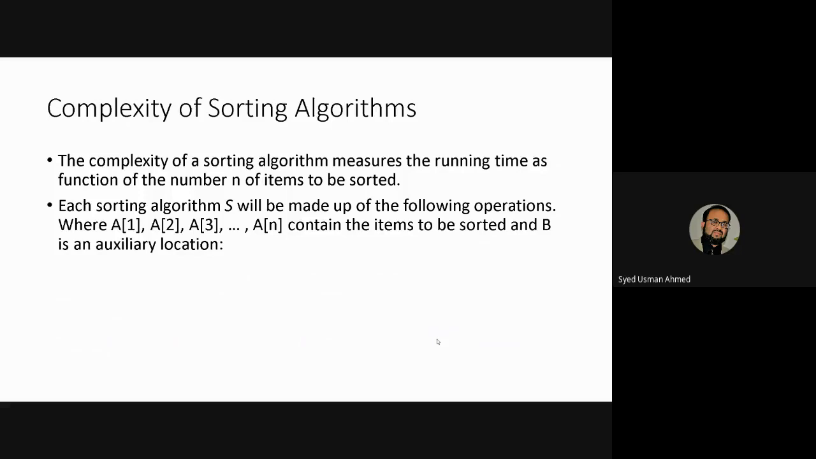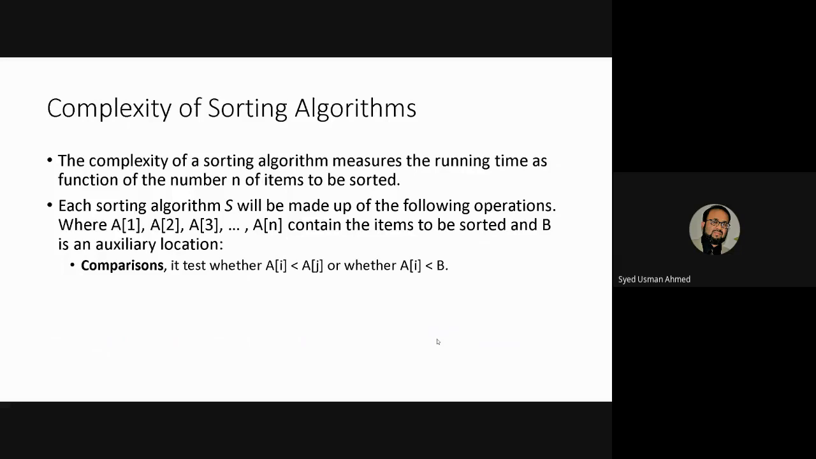When the elements A1, A2, A3, up to AN are to be sorted, and B is an auxiliary location, we want to sort the items using auxiliary locations. Now let us see what operations can be performed while we do sorting.